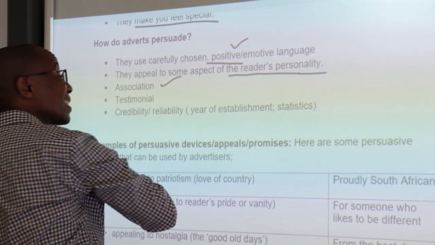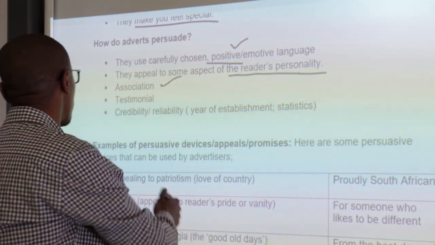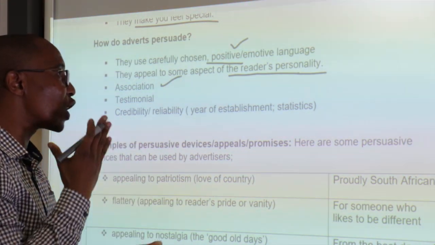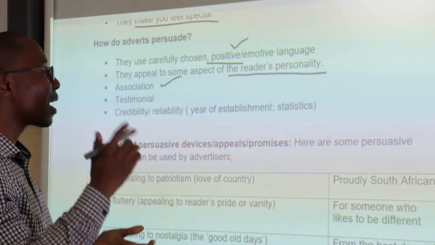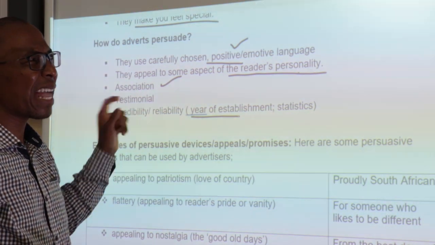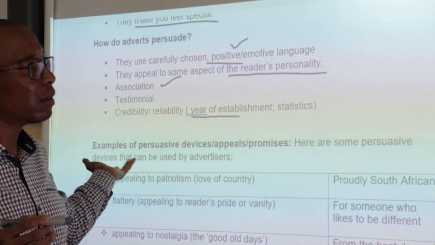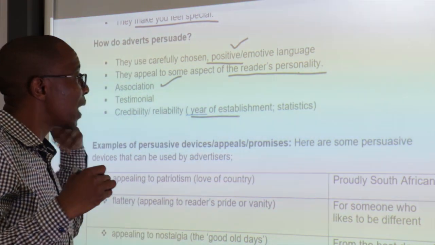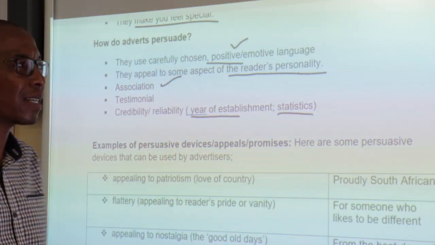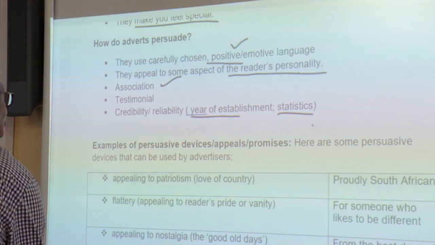You see? And then there'll be testimonials as well, that so-and-so has used this product and this is how it has helped me and so on. And to just make sure that the product looks credible and reliable, that if you actually use it, you can see the results, they'll speak about the year of establishment, that this has been here since 1902. And then they say, okay, this is a good company then. If they've been here from 1902 up to now, then I can trust this company. I can trust this product. It's credible, it's reliable. And they can even use statistics that it gets rid of 99.9% germs. Then you know, okay, this is the best product for me. Okay, let's look at some examples of persuasive devices.